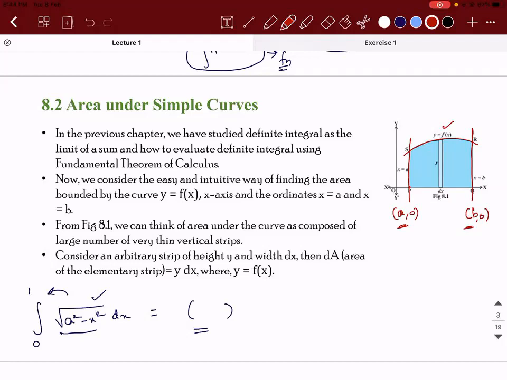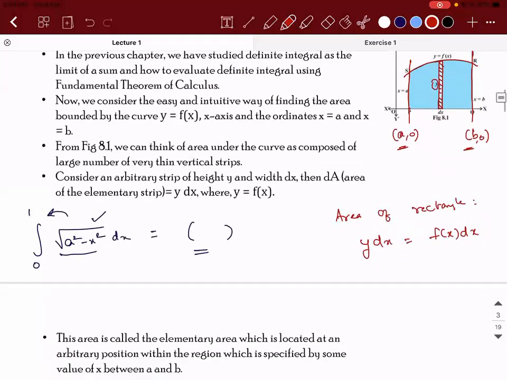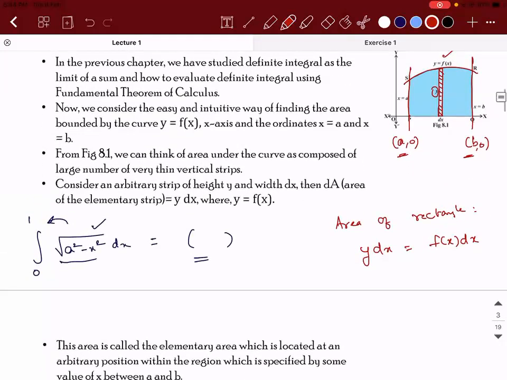For that, I will consider a small rectangle whose thickness is dx and the length is y, where y is nothing but f of x. The area of the small rectangle that you're going to consider is y into dx, but y is f of x, so f of x into dx. Like this, how many such rectangles can I consider between the points P and Q?